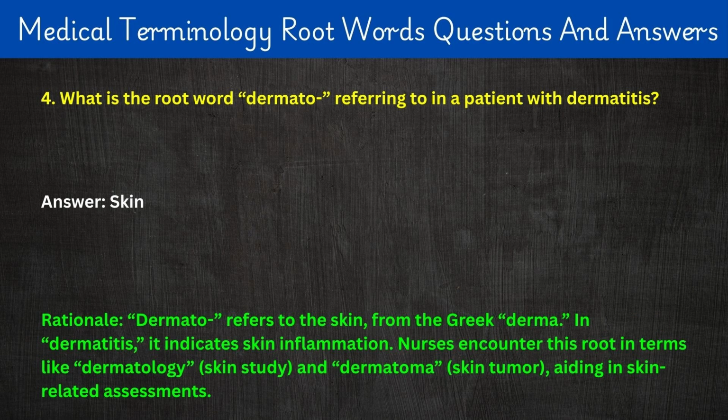4. What is the root word dermato- referring to in a patient with dermatitis? Answer: skin. Rationale: Dermato- refers to the skin, from the Greek derma. In dermatitis, it indicates skin inflammation. Nurses encounter this root in terms like dermatology, skin study, and dermatoma, skin tumor, aiding in skin-related assessments.